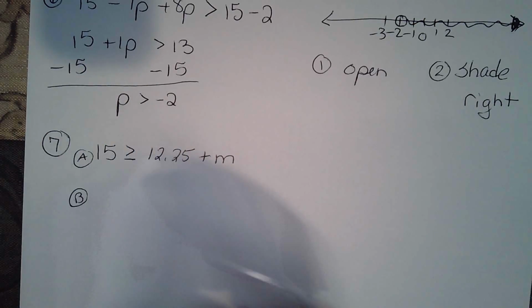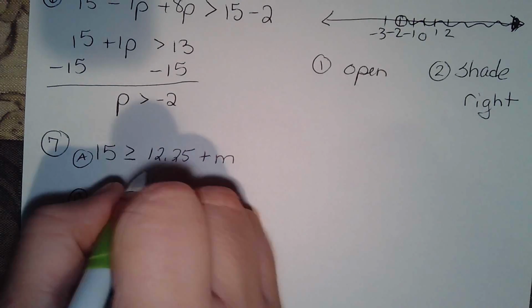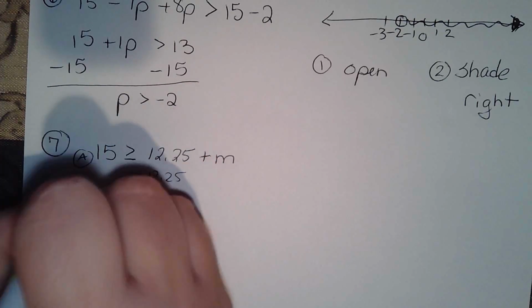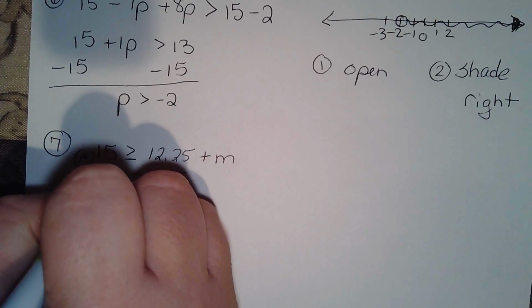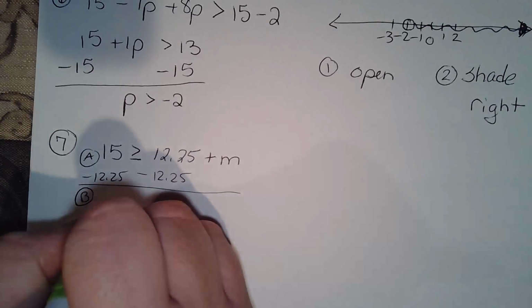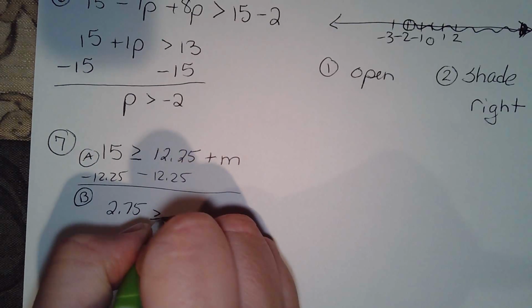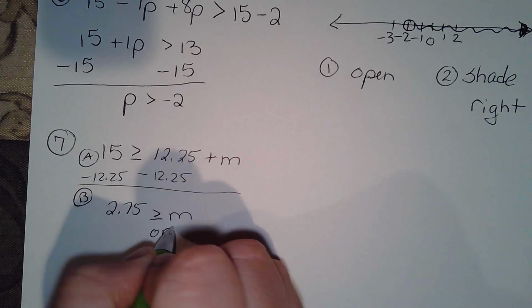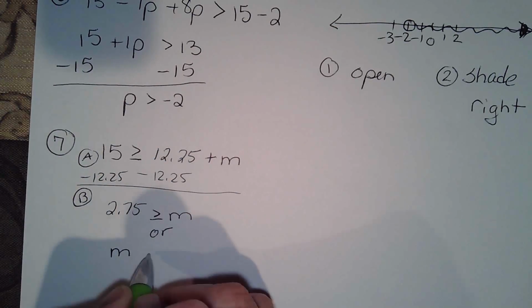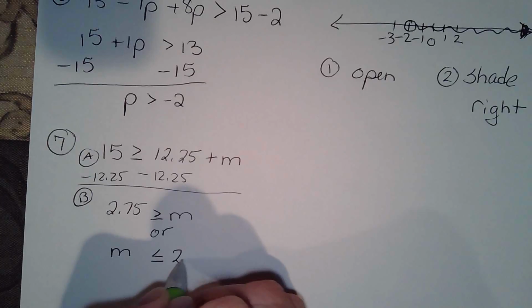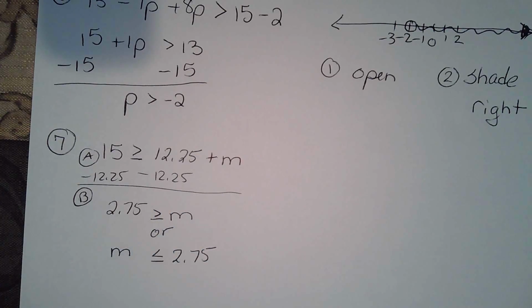Well, folks, this is straightforward. Subtract your $12.25 across. And when you do that, you get $2.75 is greater than or equal to M. Or, if we rewrite it like if we were going to graph it, M is less than or equal to $2.75. So I can buy one more item, or I can buy a couple items as long as it's not greater than $2.75. All right, that is it for this section.